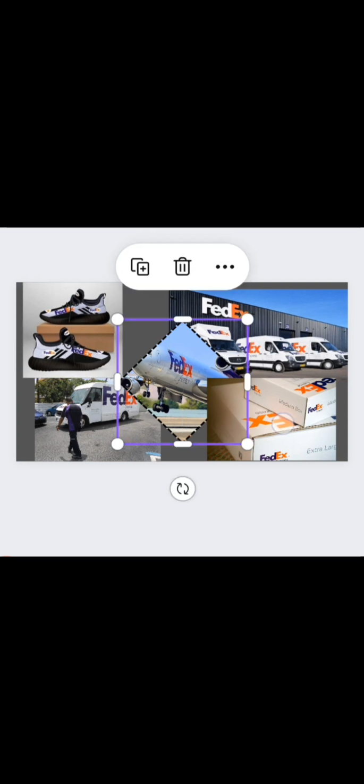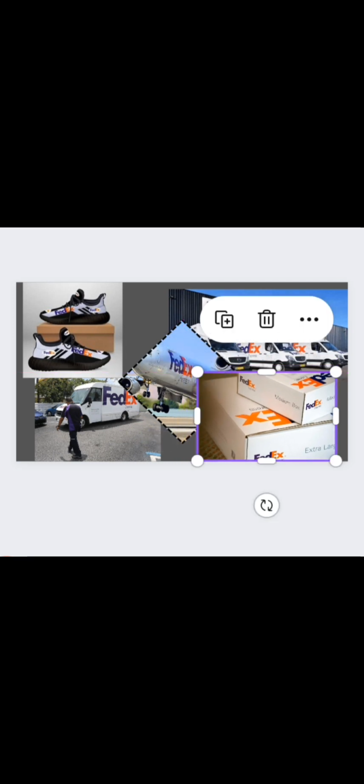I'll be using FedEx for my example here. Look at how FedEx branded their items. A good example is FedEx, like how they branded their packaging, how they branded their product. So let's move on to number two, that is simplicity.